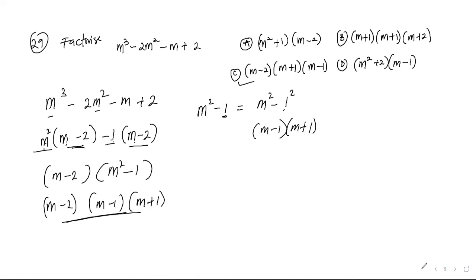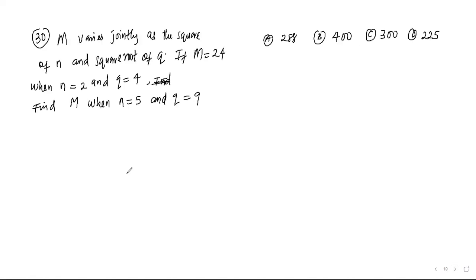So now let's go to 30. This is the last question. This is one of the questions one of my students sent to me. So I'm including this question here and one other question after this one. This is variation. It says m varies jointly as the square of n. The square of n is like n squared. Then this is the square root of n. Take note: square of n, square root of n.